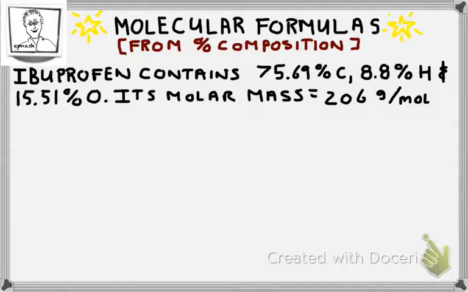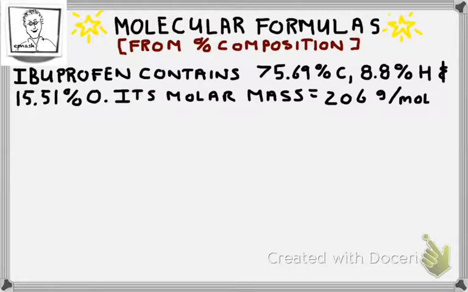So let's look at an example of how this all might play out. We're going to use an example of ibuprofen. Ibuprofen, you might know, is a pain reliever and is used to help relieve headaches and things like that. Let's suppose that you know that the ibuprofen contains 75.69% carbon, 8.8% hydrogen, and 15.51% oxygen. You also know from another experiment that the molar mass of this compound is 206 grams per mole.